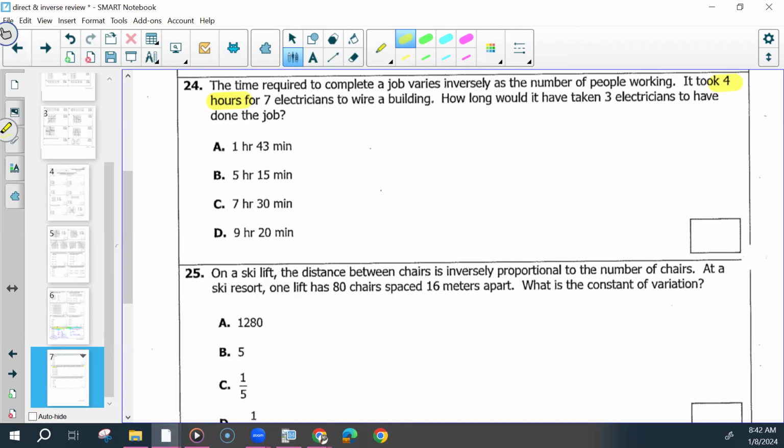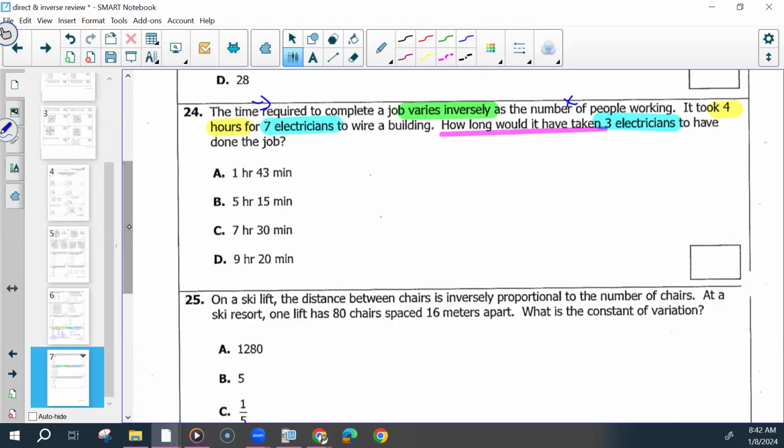An electrician. What else? 3 electricians. What else? Varies inversely. Varies inversely. What are we looking for? And if you want to highlight the time and the number of people at the beginning, you can also do that. So then, same setup. Whatever comes before the words varies inversely is your y. Whatever comes after is x.